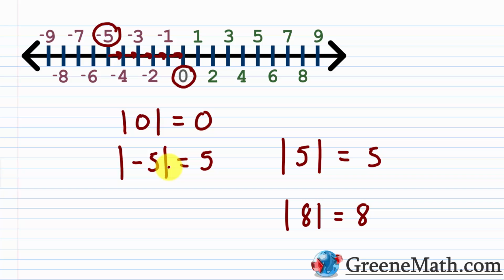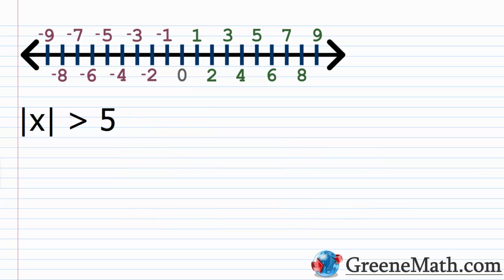Now, we also want to think about one other thing here. I want you to notice that 5 and negative 5 have the same absolute value. If I did 8 and negative 8, those would also have the same absolute value. Numbers like these, 5 and negative 5, or 8 and negative 8, or 2 million and negative 2 million, are known as opposites. They're going to have the same absolute value because they're the same distance away from 0, but they lie on opposite sides of the number line. One's on the negative side, one's on the positive side, so we call them opposites.